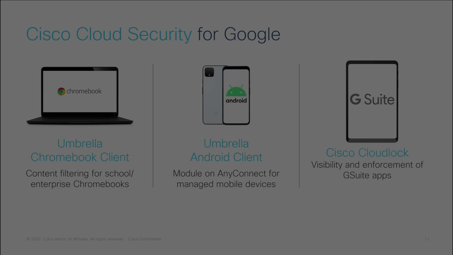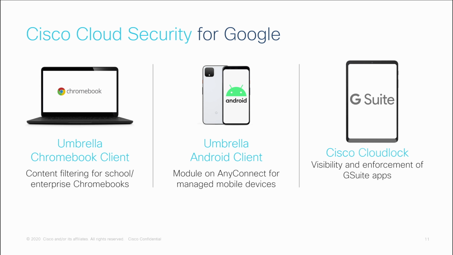So hopefully that video was informative, and now you have a better idea of how Cisco Umbrella and Google come together to provide visibility and enforcement for GSuite apps, our integrations with Android, as well as Chromebook to provide that DNS layer security on those devices, protecting users anywhere, anytime.